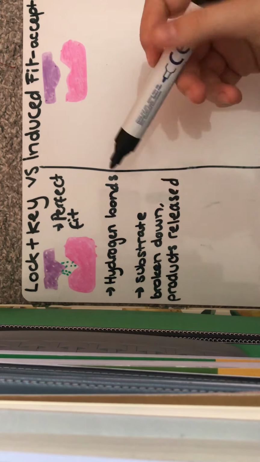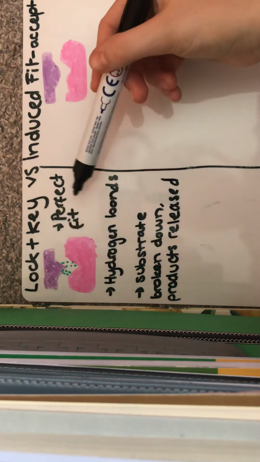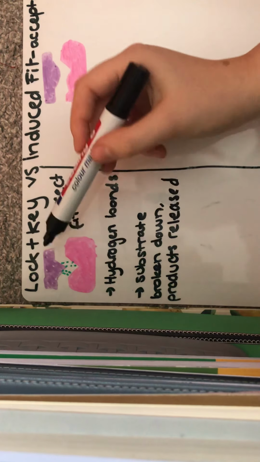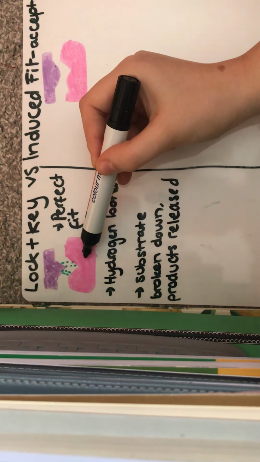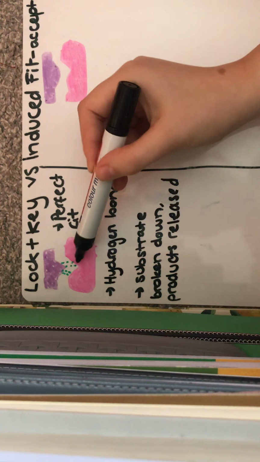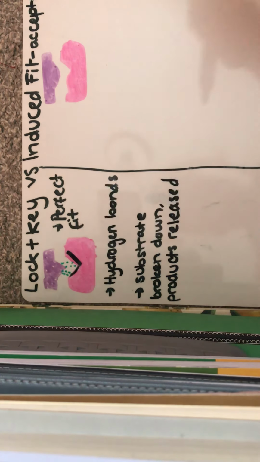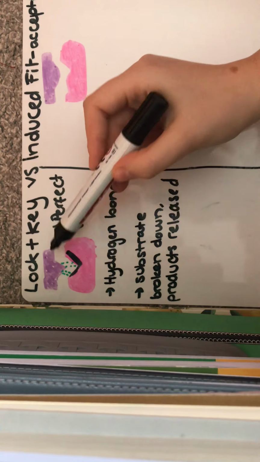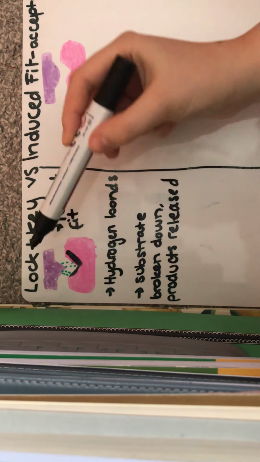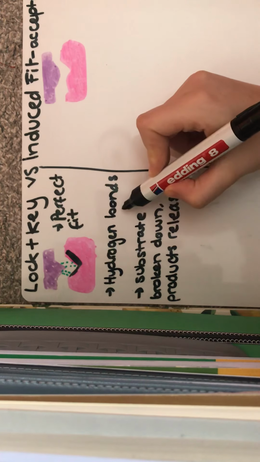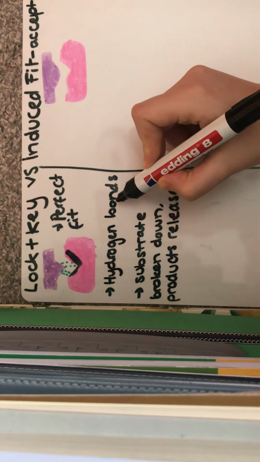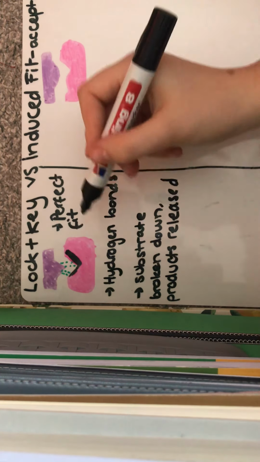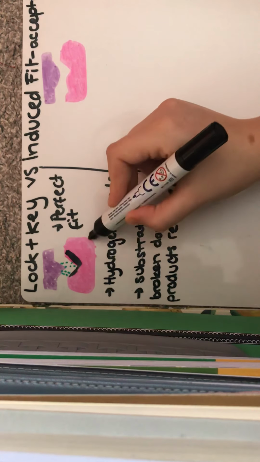So what happens with the lock and key is it's like a perfect fit, so the substrate is complementary to the active site, and this is the active site here, and so the substrate will bind to the active site and there will be some temporary hydrogen bonds formed, and this will form an enzyme substrate complex.